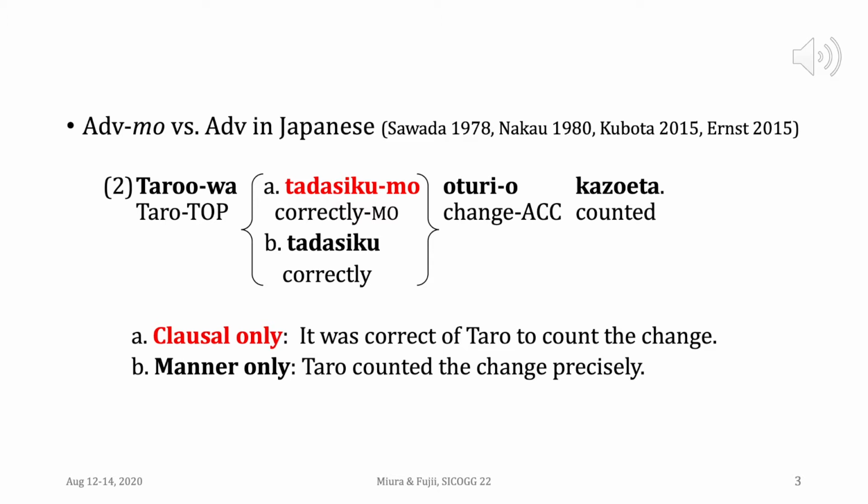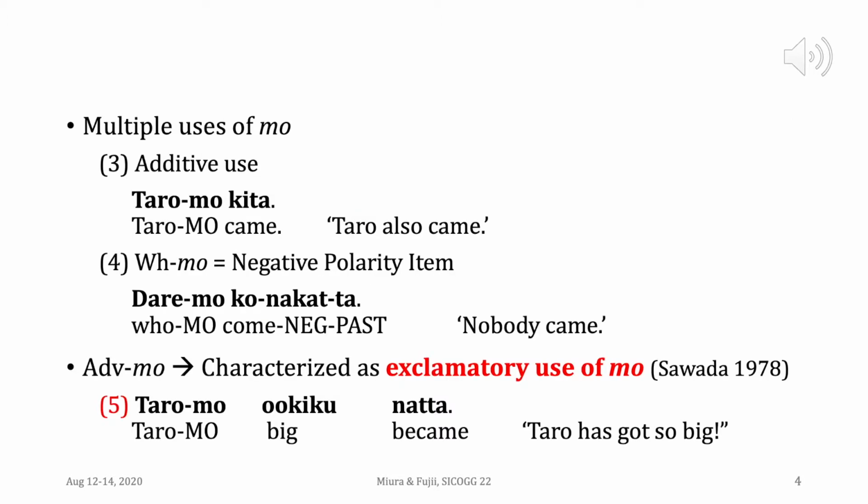In her 2015 paper, Kubota proposed the semantics of mo. She attempts to derive the meaning of ADV mo from the meaning of the manner counterpart, ADV. A note in passing, mo has multiple uses. So it has the additive use, as in 3, and it forms negative polarity items by being combined with WH words, as in 4.